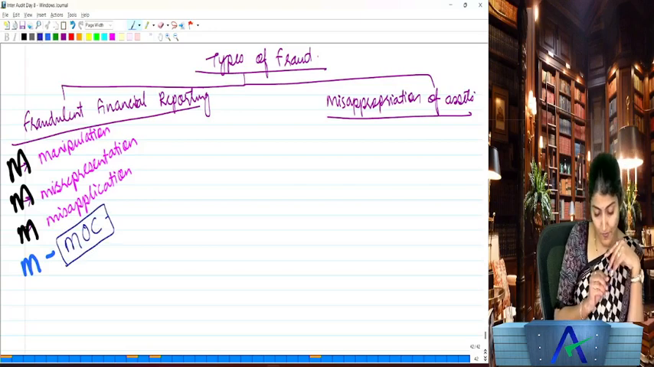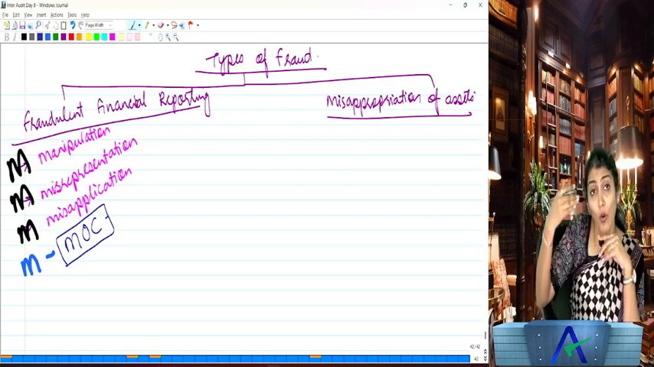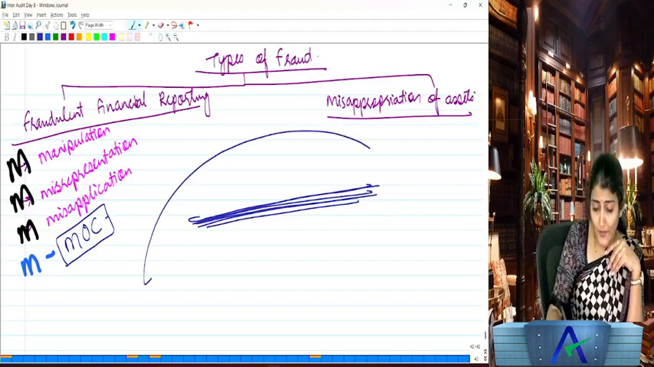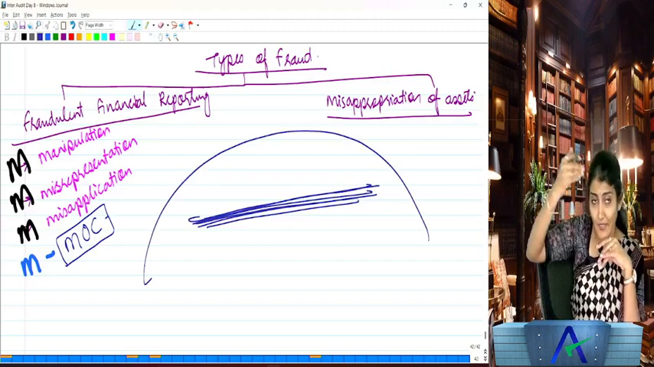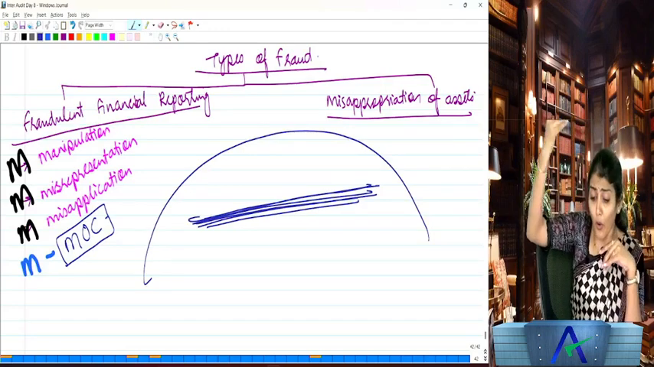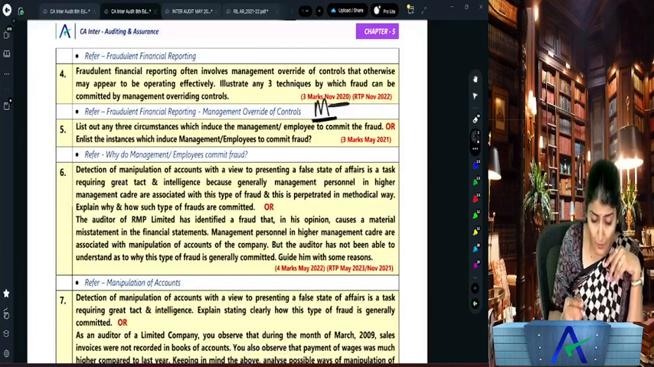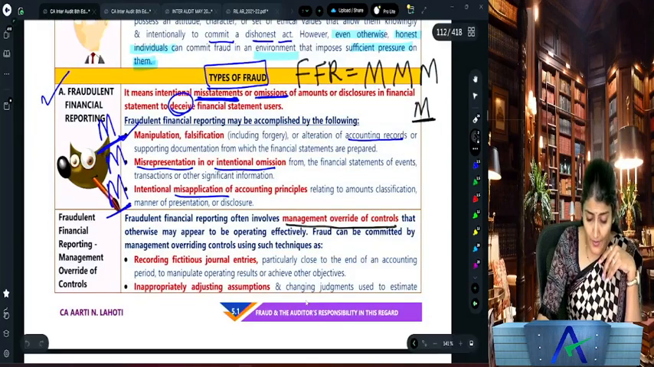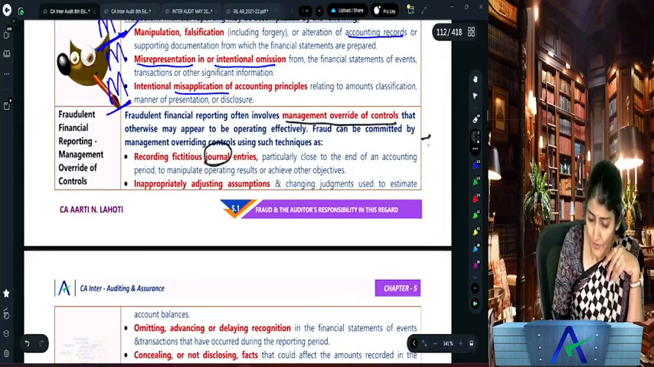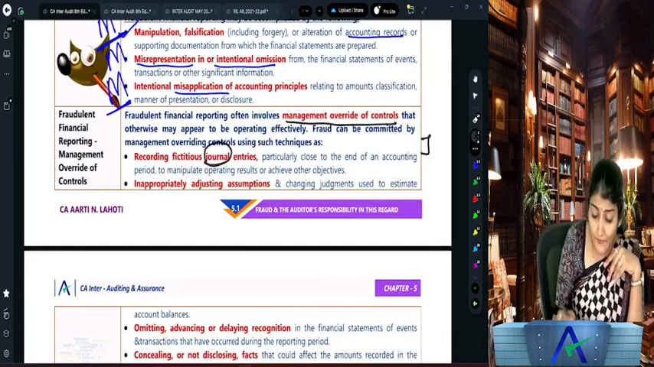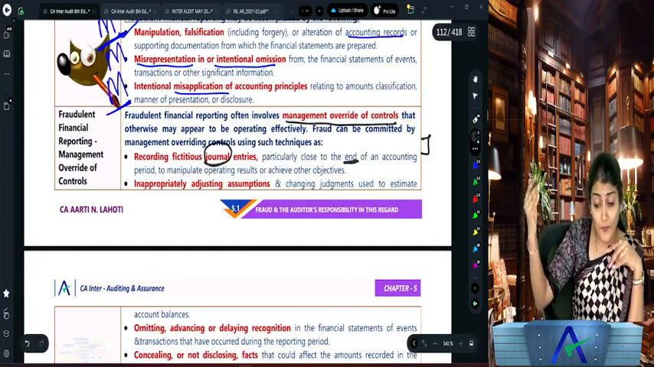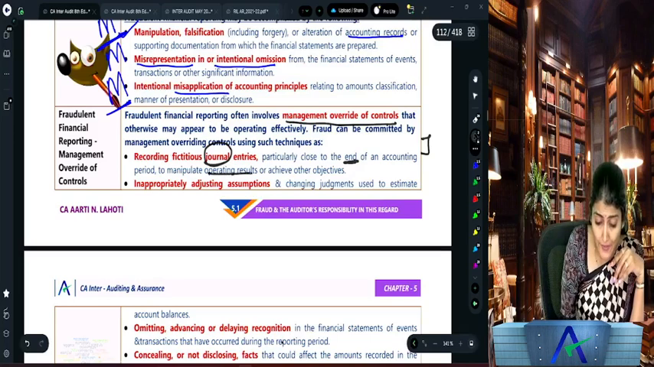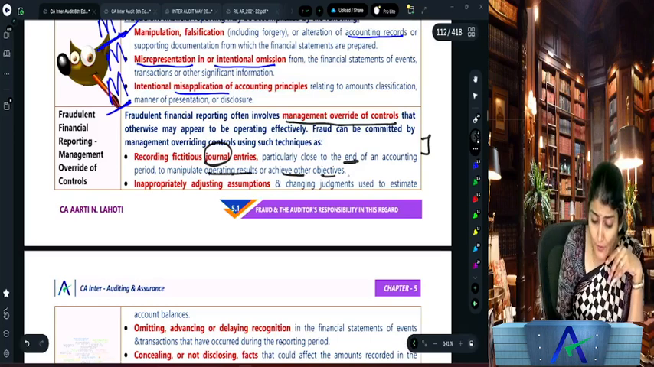override of the controls. And what would management do by overriding the control? These are the controls in the organization. Is the management following them? No, they are overriding them. And what is the management doing by overriding the controls in the organization? One, they are recording fictitious journal entries, particularly near the close, the end of an accounting period, that is near 31st March. Why near 31st March? To manipulate the operating results or to achieve other objectives.